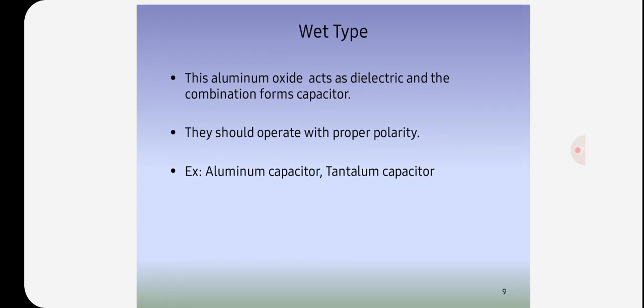Wet type capacitors. This aluminum oxide acts as dielectric and the combination forms capacitors. They should operate with proper polarity. Example: aluminum capacitor, tantalum capacitor.